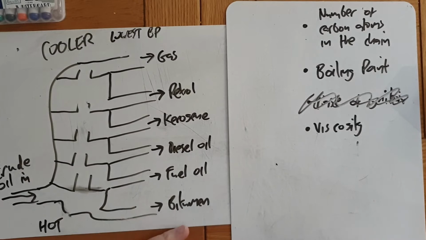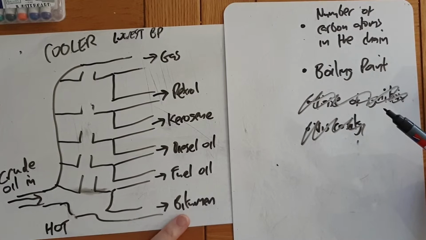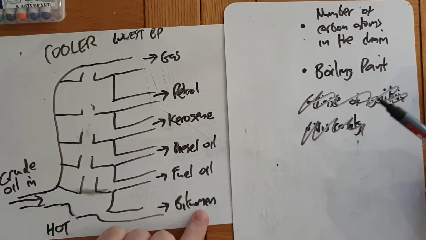Boiling point, clues in the name. Gas obviously has the lowest boiling point. On a hot day, the roads might get slightly tacky, but they don't melt. So bitumen has clearly got a very high boiling point. Otherwise, in summer, all of our roads would evaporate.